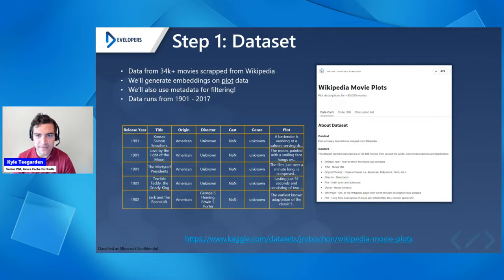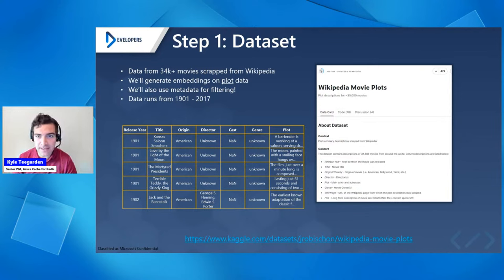These are the first items in the set, in the table. There's some pretty old movies. Terrible Teddy and The Grizzly King is an interesting movie. I'm curious to know what that one's about. And we're going to use the column that has plot data. So that's going to be what we're generating our plot embeddings on.